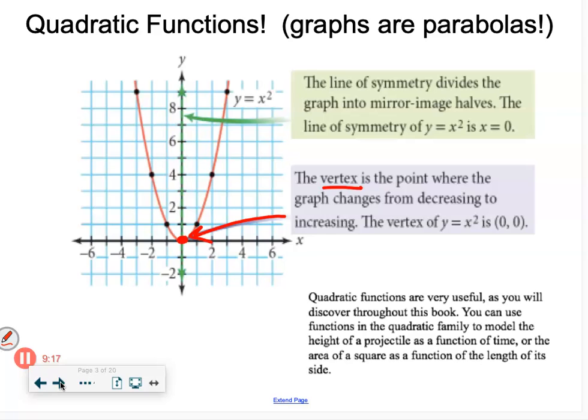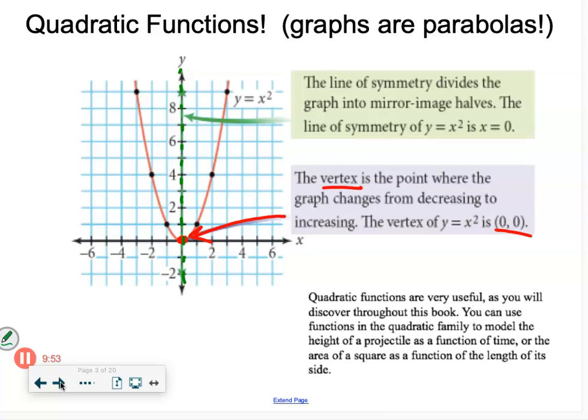So, for example, for this parabola, which is the standard parent function y equals x squared, the vertex is the point (0, 0). The vertex is an ordered pair. It's the location of that point. The axis of symmetry is a line that splits the parabola into two mirrored halves, two equal halves. That's called the axis of symmetry.